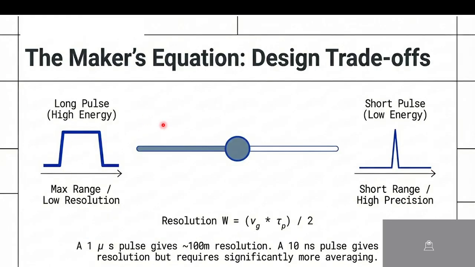Similarly, there will be a trade-off in the design. So, in Maker's equation, there is a resolution which can be achieved using Vg into tau p divided by 2.